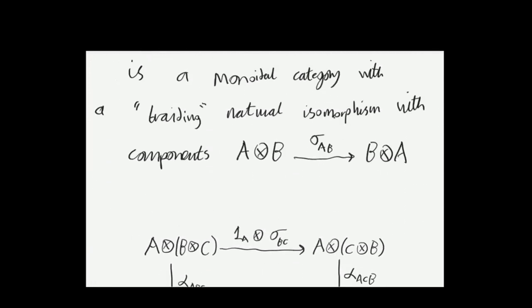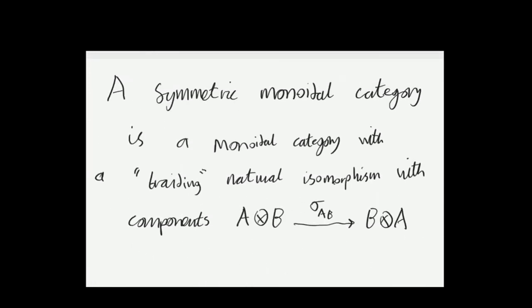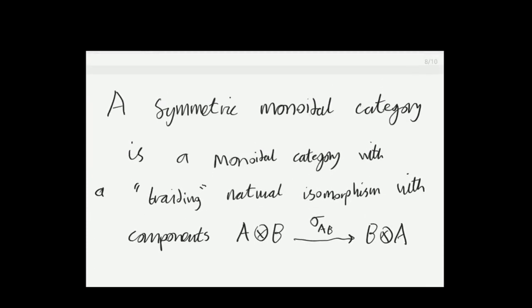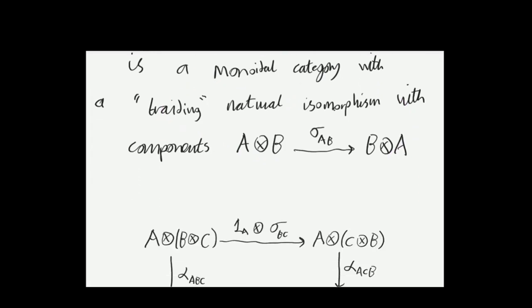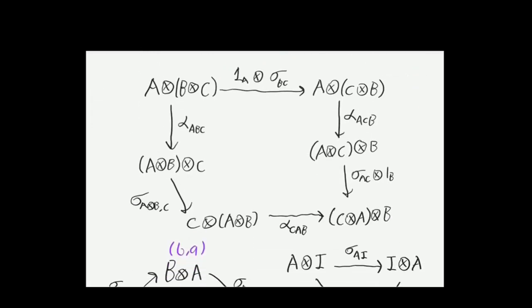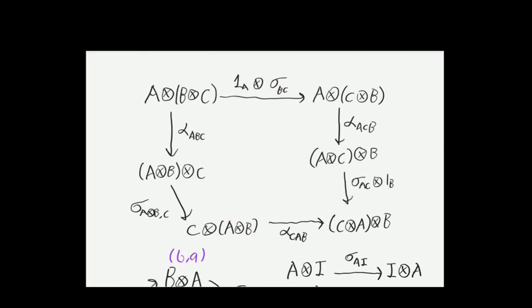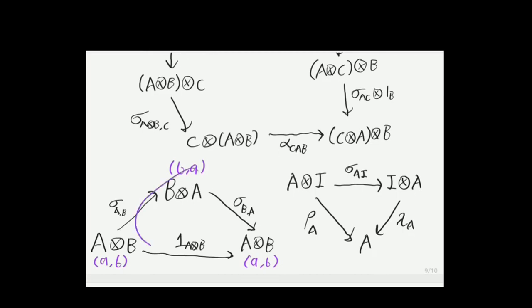But yes, if we're being precise about things, a symmetric monoidal category is a monoidal category with this braiding natural isomorphism, and we want each of these three diagrams to commute. I'll just quickly show these on the screen, and then you can pause the video and think about these. These are the coherence conditions that we want to be met.